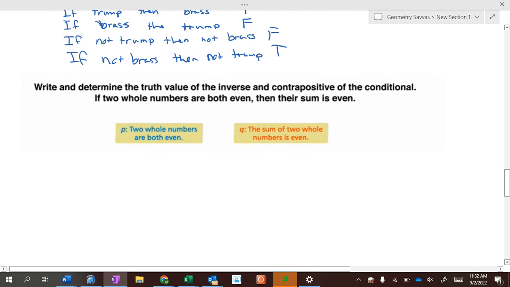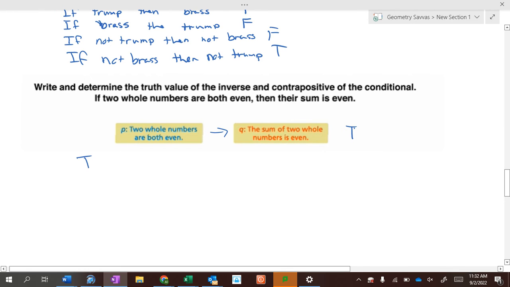Write a truth table. Write the truth value of the inverse and contrapositive. We're going to do them for all, actually. If two whole numbers are both even, then the sum of the whole numbers is even. True or false in that one? If two whole numbers are even, then their sum is even. True or false? That's true.